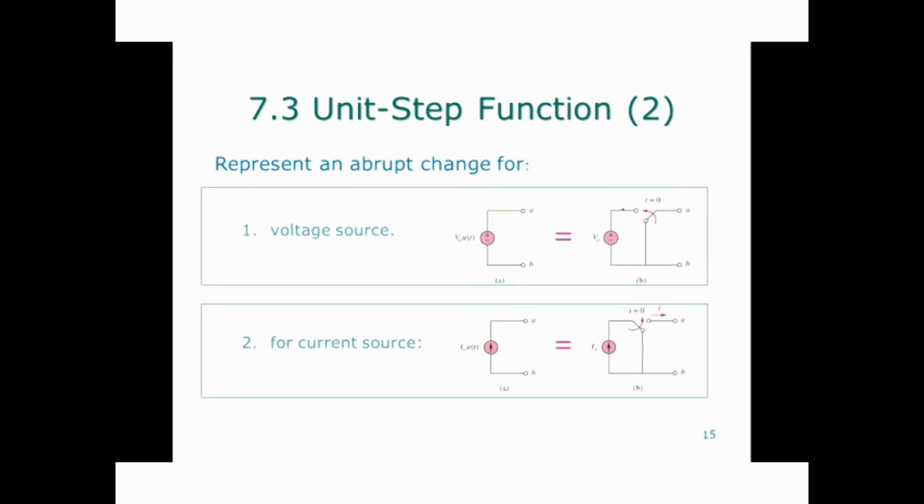Mathematically, you can use a step function to model what happens when a switch goes from one position to another. So it can be an abrupt change for a voltage source. For instance, if this switch moves from this position to this position, all of a sudden something's going to get power applied to it, right? And for a current source, again, something's going to get power applied to it. The current's going to go this way.